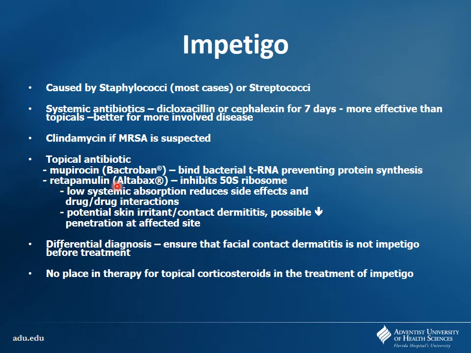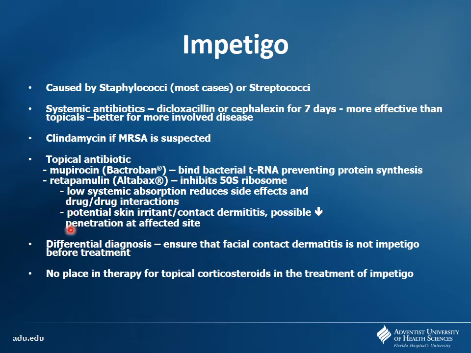We also have retapamulin or Altabax. This is also inhibiting ribosomal protein synthesis in the bacteria. Again, by using topical products, you limit systemic absorption. You see fewer side effects as well and fewer drug-drug interactions. Of course, with any topical agent like this, you can see potential irritation, dermatitis, so just be aware of that. It may not be quite as effective as a systemic antibiotic, but you limit those systemic effects as well.